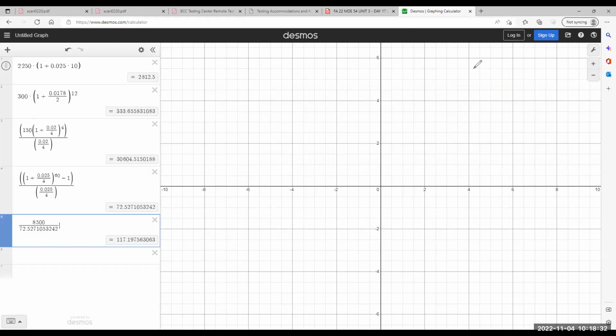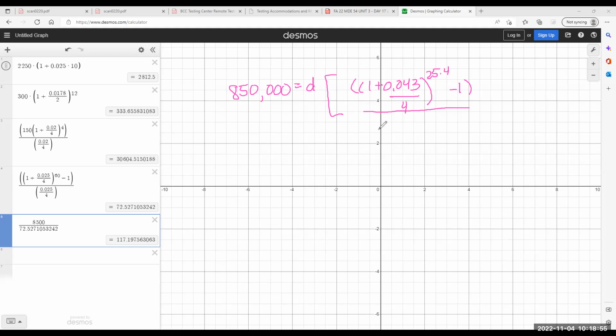Okay, so I tried to type it all in at once, and I think I messed up my parentheses. So I've got 850,000 equals D. Then I've got this top part, 1 plus 0.043 divided by 4 to the 25 times 4 minus 1. And then divided by 0.043 divided by 4, close the bracket. Let's try this again. Now, the way I knew that wasn't right was that it was way too small to invest quarterly to get $850,000.